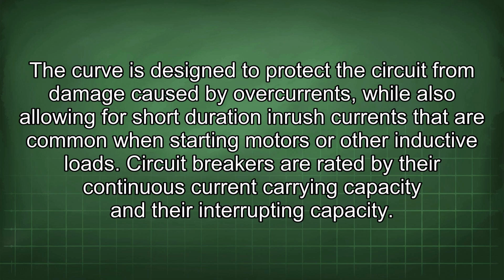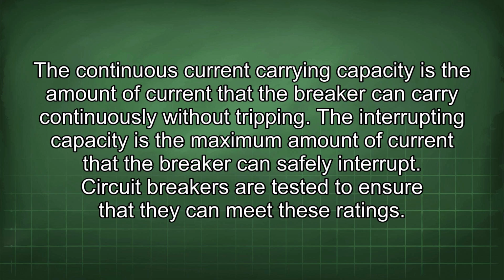Circuit breakers are rated by their continuous current carrying capacity and their interrupting capacity. The continuous current carrying capacity is the amount of current that the breaker can carry continuously without tripping. The interrupting capacity is the maximum amount of current that the breaker can safely interrupt. Circuit breakers are tested to ensure that they can meet these ratings.